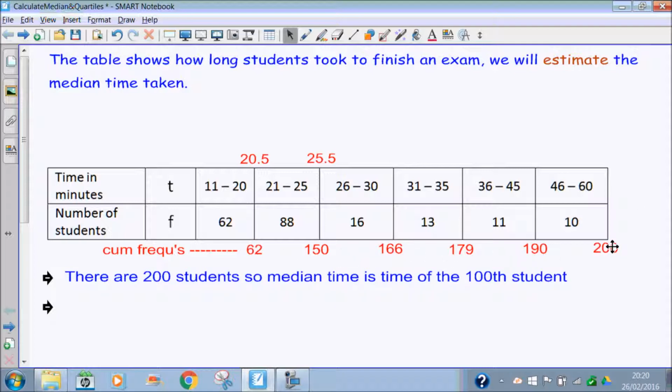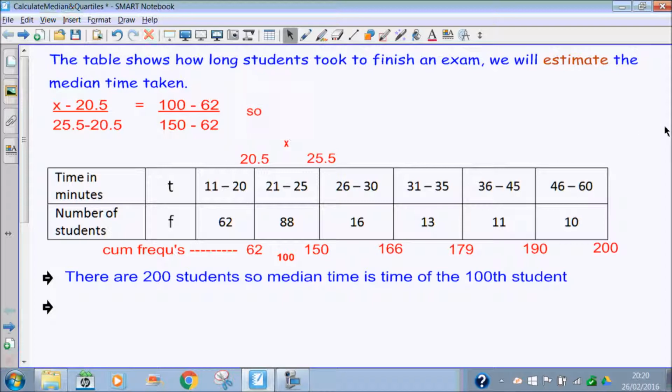Looking at the cumulative frequencies, we can see that the 100th student must have been somewhere in this class here. Let's call the time that the 100th student took x minutes. What we can now say in terms of ratio is that the ratio of x minus 20.5 to 25.5 minus 20.5 is the same as the ratio of 100 minus 62 to 150 minus 62. This gives us an equation for calculating the median.